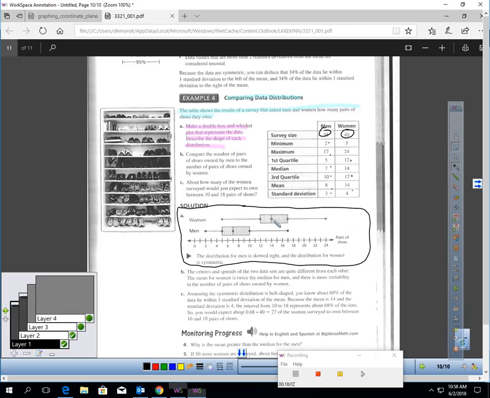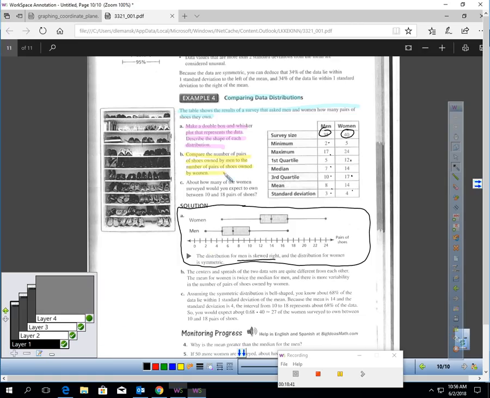Well, for the women, you can see that this is symmetric. The box and whisker plot's in the middle. We don't have the box pushed way left or right, and the whiskers look about the same length. So for the women, it is symmetric. But for the men, it's definitely skewed right because the box is pushed left. Most of the data is left. We got this long whisker on the right. For the men, it's definitely skewed right.